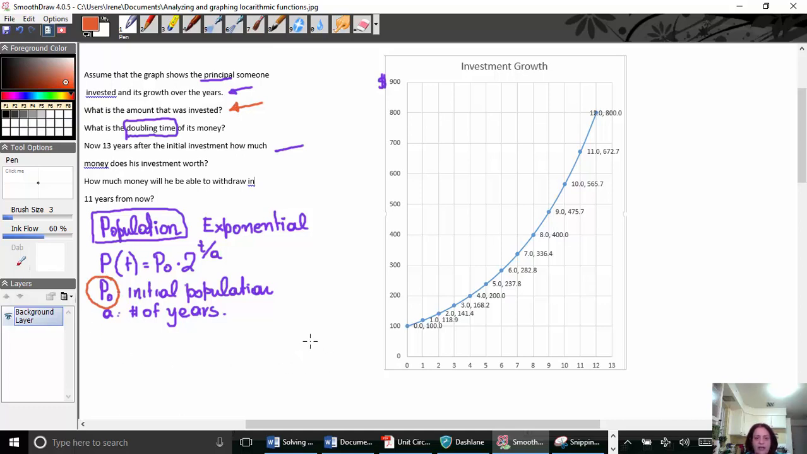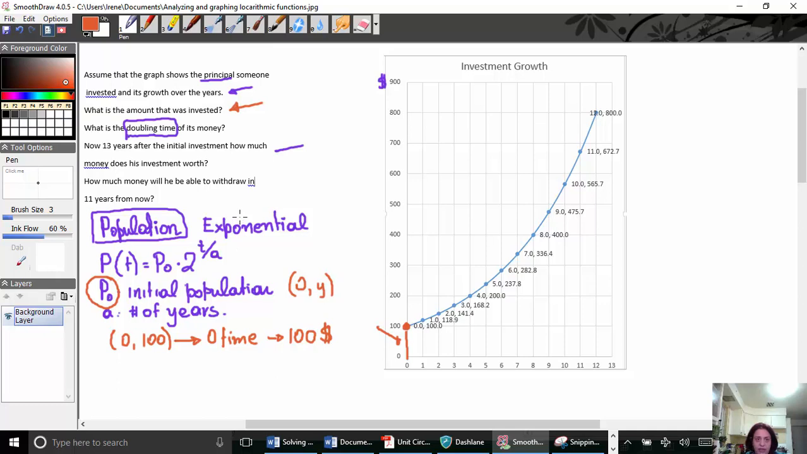Whenever we look for the initial population, we focus on the y-intercept, meaning (0, y). So we look at the y-axis, and as you can see right here, the point where the curve crosses the y-axis is at 100. So the y-intercept is going to be (0, 100). And this expresses that in 0 time, meaning at the beginning of the investment, he invested exactly $100.